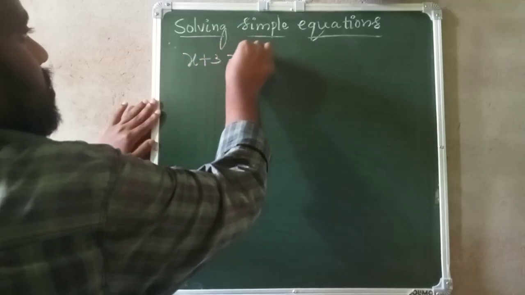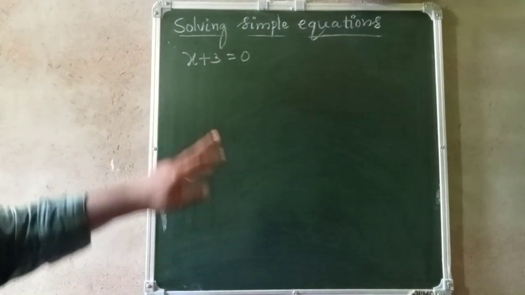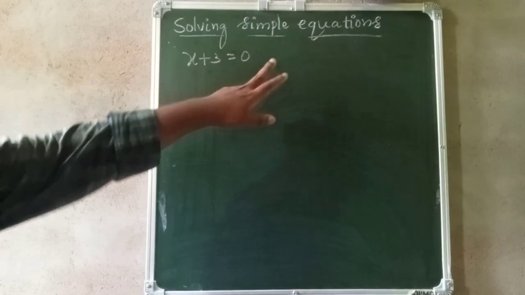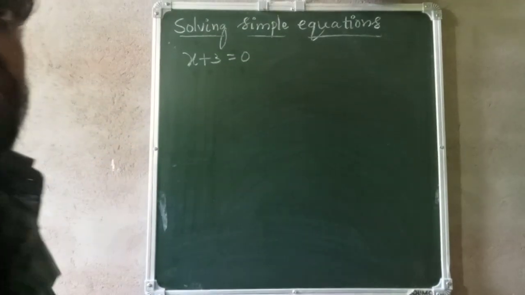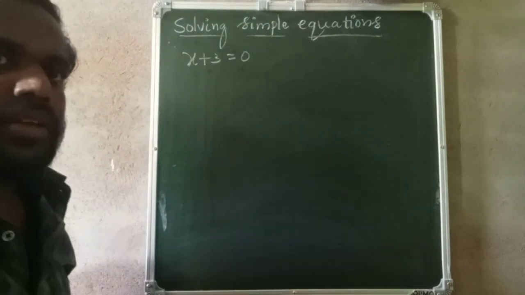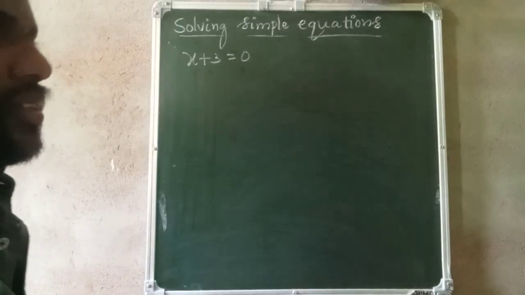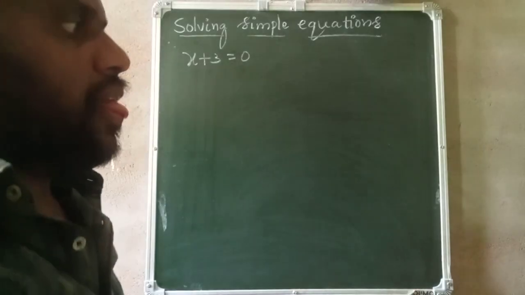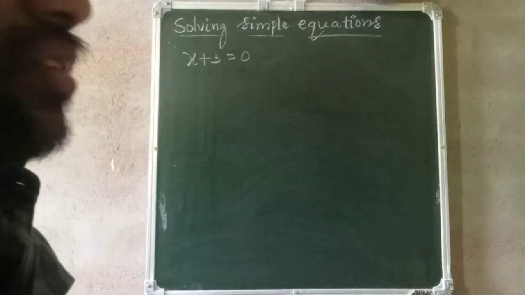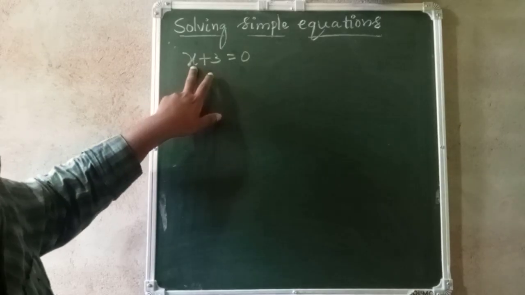So x plus 3 is equal to 0. See, x plus 3 is equal to 0. This is an example for simple equation. So as I said, in simple equation, there will be only one variable x.